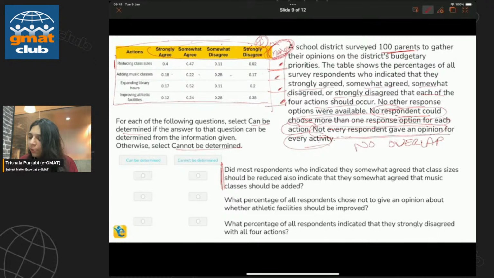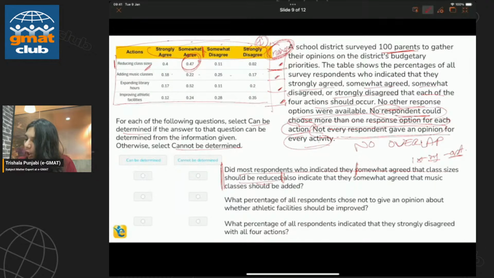Did most respondents who indicated that they somewhat agreed that class sizes should be reduced... So when you read this, the first thing is to ask what they are talking about. Look into the table: somewhat agreed that class sizes should be reduced. They're talking about this number. Got it? This is the first inference to draw in this option. We have to locate whatever the question is saying in the table given.